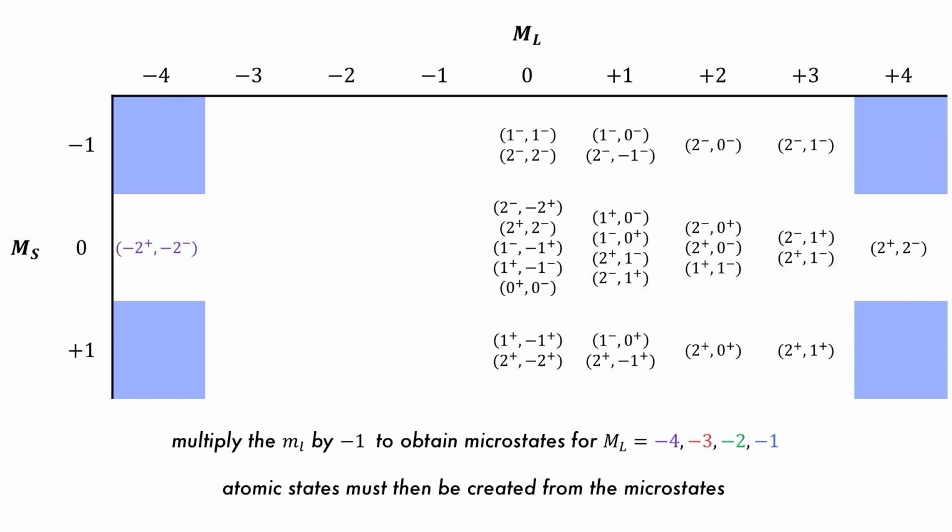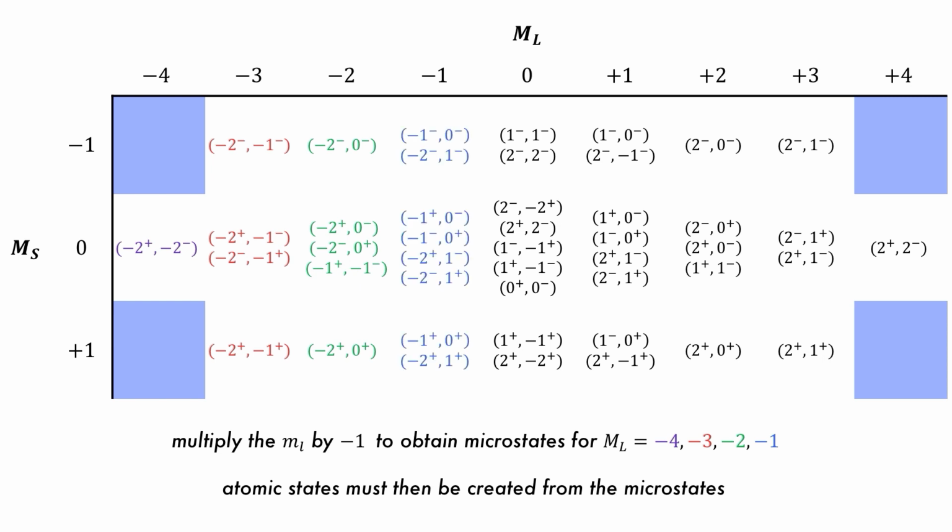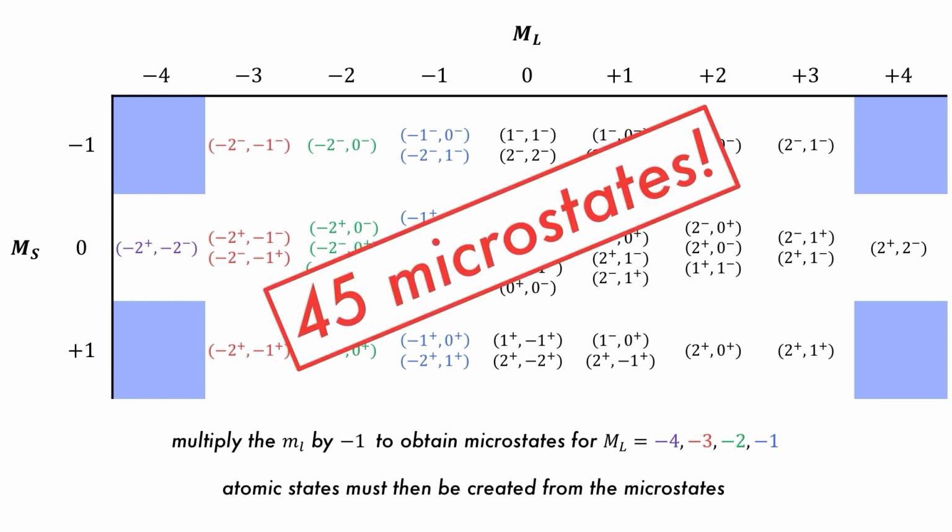So previously for ML equals plus 4, we had positive 2 with a plus and positive 2 with a minus. Now we have negative 2 with a plus and negative 2 with a minus. For ML is minus 3, we have 4 states. For ML is minus 2, we have 5 states, and 8 microstates for capital ML is minus 1, which gives us all 45 microstates for vanadium 3 plus d2. In a spherical state, however, so this does not include either the octahedral geometry or our ligands.